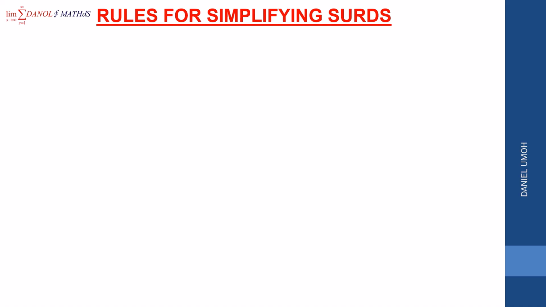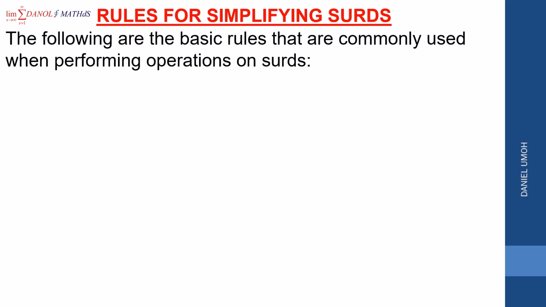Okay. Let's look at some rules for simplifying surds. Now, I want you to just copy down these rules because we're going to be applying them throughout our study of the concept of surds. The following are some of the basic rules that are commonly used when performing operations on surds. Number one, the first rule is that square root of m times n is equal to square root of m times square root of n.